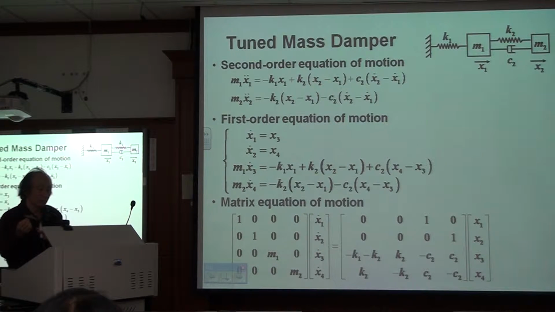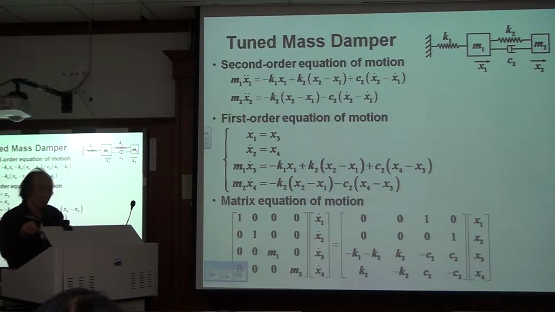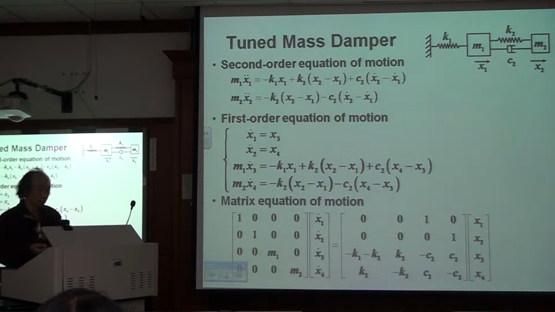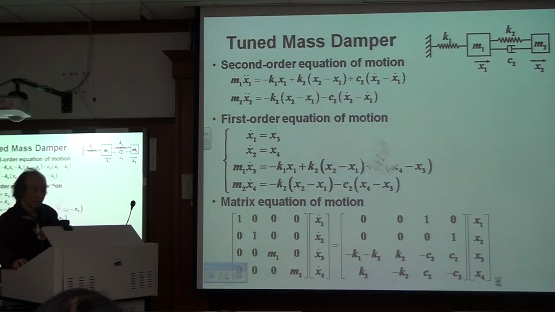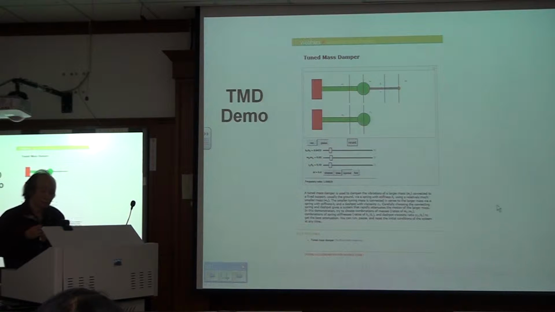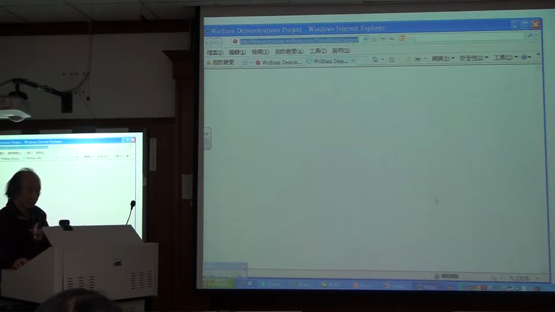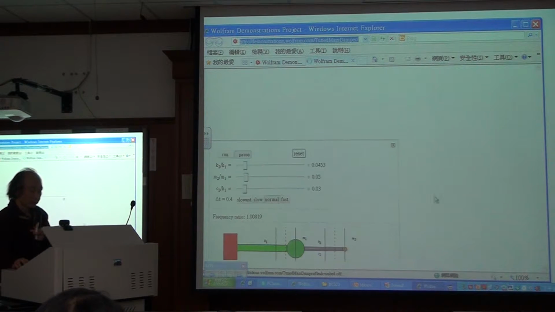Mass M2, or how you tune the K2, how you tune the C2, so that you satisfy the performance required by yourself, by the designer. All right. Now this is something that I will show you, a little demo here. But anyway, this is from Mathematica. Let me just show you the little demo here. All right. And we'll see how it works.